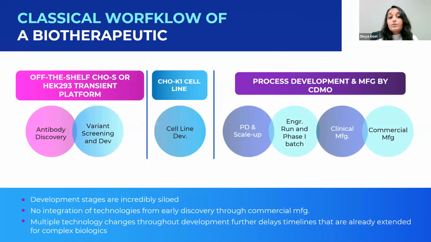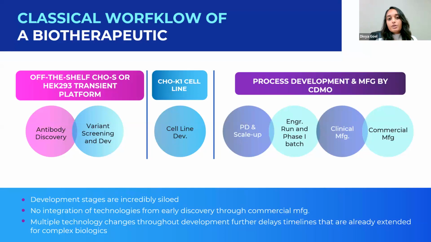And the last issue that we've seen with biotherapeutic manufacturing is that the classical development workflow seems to be incredibly siloed. So you start your development with the discovery process, and then you typically do some sort of variant screening and developability studies, and that is what we consider early preclinical development. Now, this stage of development typically relies on transient transfections, and we see these groups increasingly using things like transient CHO-S kits or HEK293 kits.